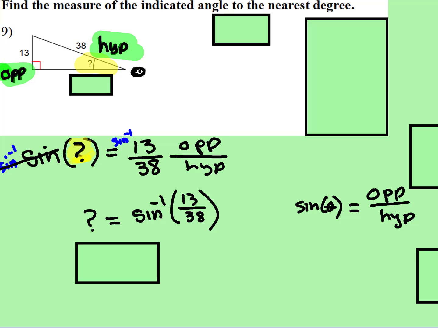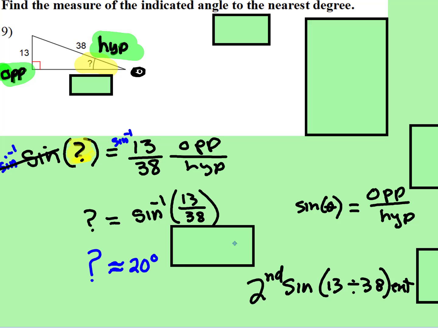And when we take it on the right side, you're going to have to do something special with the calculator. You're going to have to hit the second button, then the sine button, then 13 divided by 38, enter. And when you do that, you'll see that the question mark is, because it says round to the nearest degree, about 20 degrees.